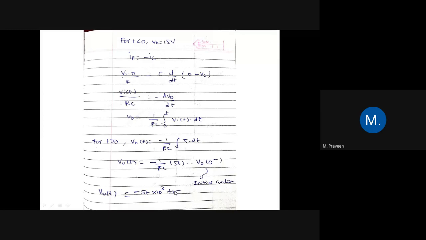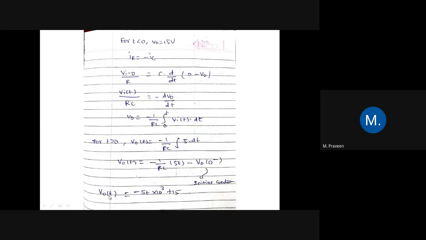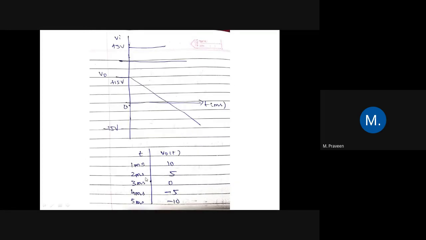Now we have to substitute the t values here to get the graphical waveform. This is the equation, and we substitute various values of t. If t is equal to 1 millisecond, we get V naught of t as 10. For 2 milliseconds, it is 5. For 3 milliseconds, it is 0. For 4 milliseconds, it is minus 5. And for 5 milliseconds, we get V naught of t as minus 10.